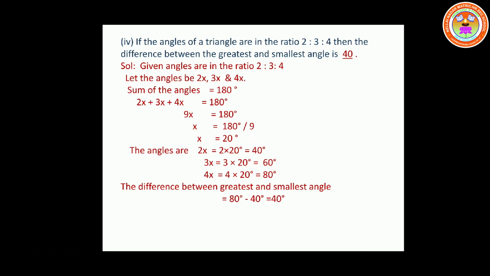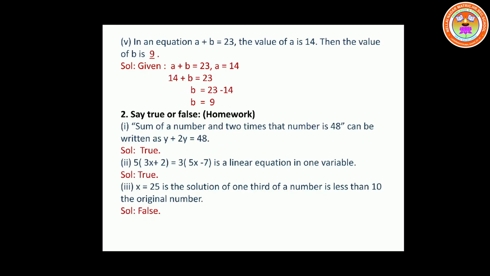So here, what is the greatest angle? It is 80 degrees. And which is the smallest? 40 degrees. So subtracting 80 minus 40 is what? 40 degrees. That is the final answer.